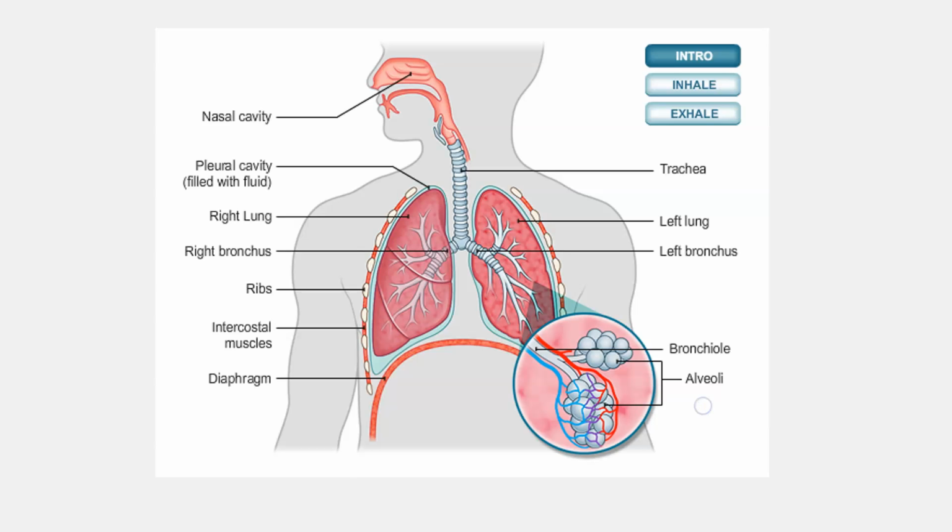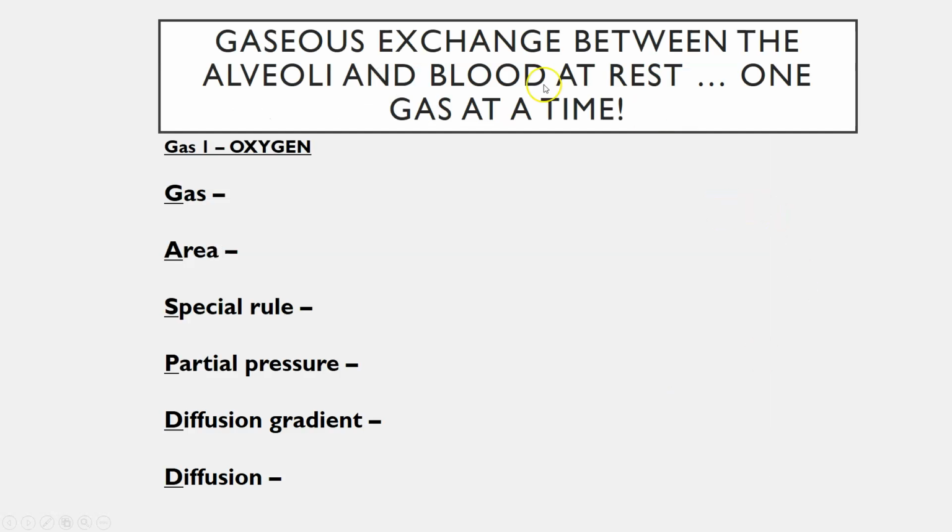Okay, so gases exchange between the alveoli and the blood at rest. We always do one gas at a time, so we focus on one gas, because the question may ask you about oxygen, the question may ask you about carbon dioxide, or it may ask you just about gaseous exchange. If it does, you have to talk about both oxygen and carbon dioxide.